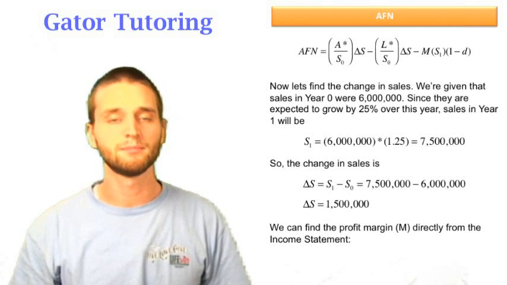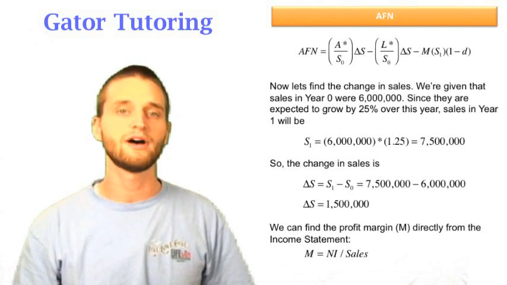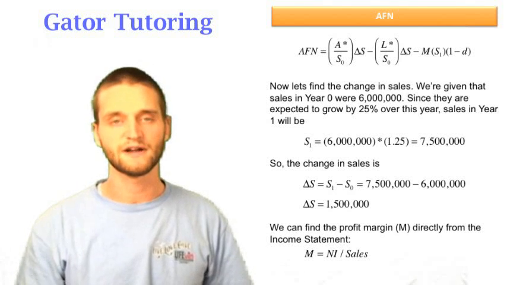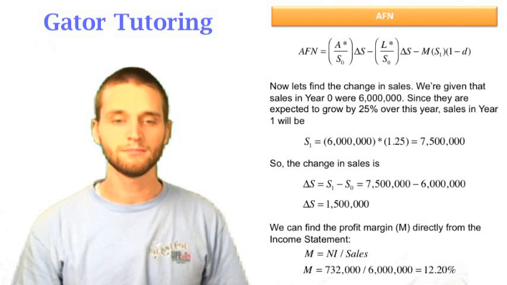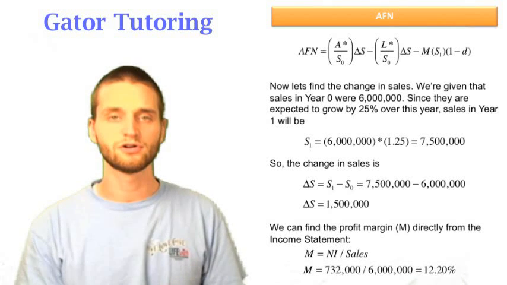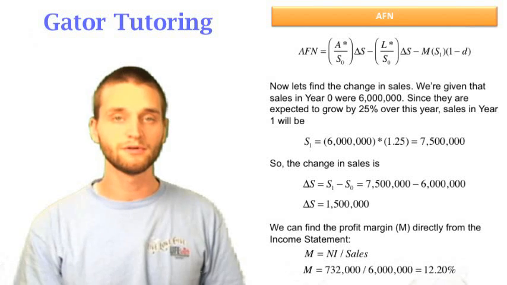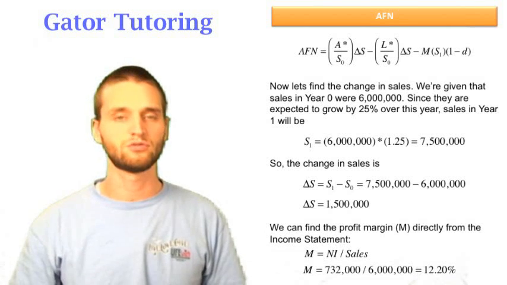So we can find the profit margin, M, directly from the income statement. Profit margin is defined to be the net income divided by your sales. Well, our net income is given straight from, again, the income sheet as $732,000. Our sales, we already know, equal $6 million, so our profit margin is 12.2%.